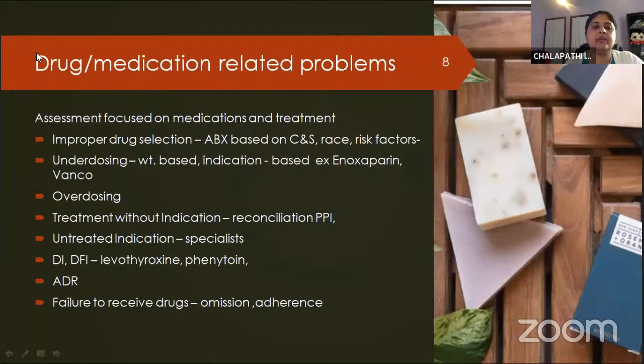Here we talk about the medication related problems. You're all aware of MRPs or DRPs, right?